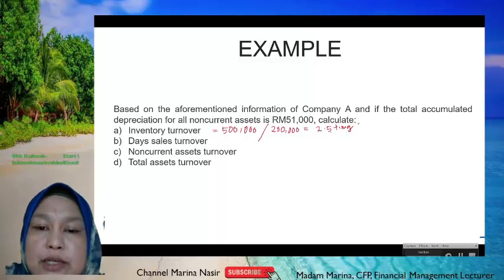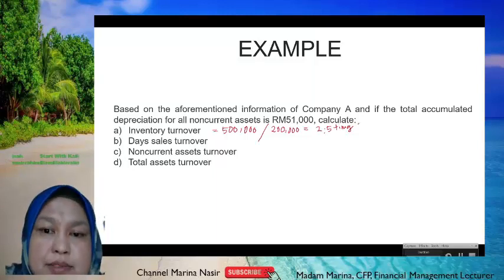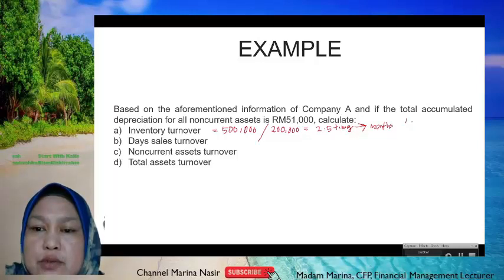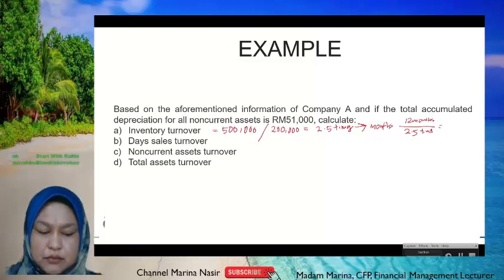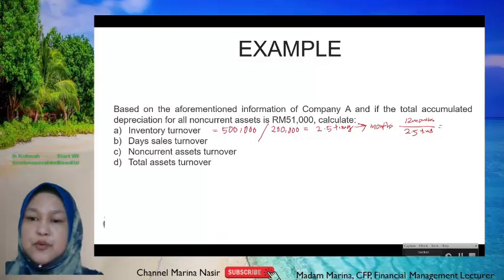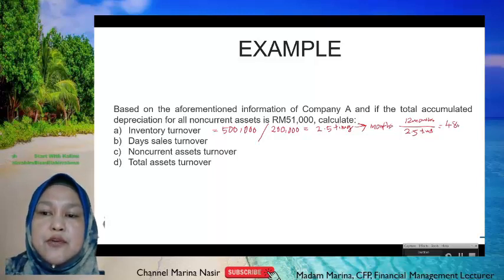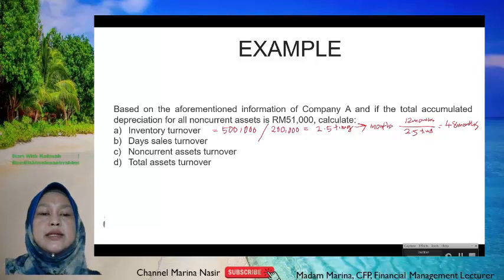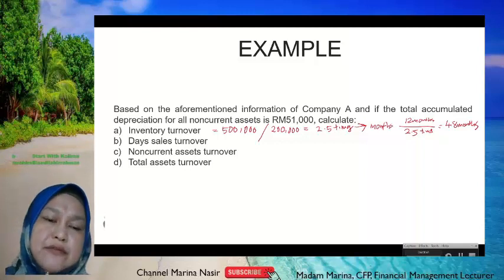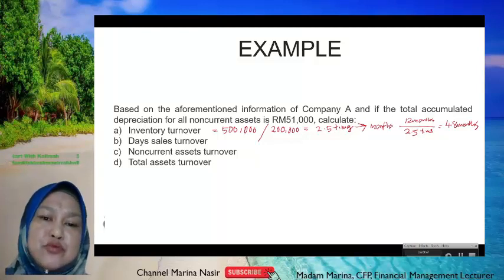We can convert this 2.5 times into months for easier comparison. How to convert: 12 months divided by 2.5 times. So 12 divided by 2.5, we get 4.8 months. 4.8 months means that this company A takes 4.8 months to convert its inventory to sales. Dia ambil masa 4.8 bulan in average.